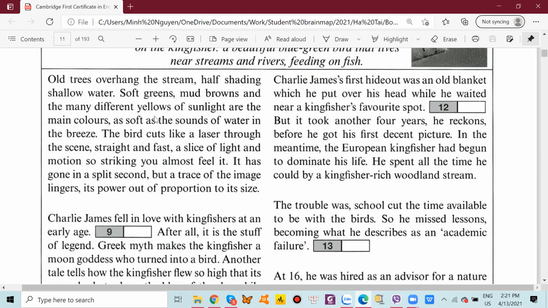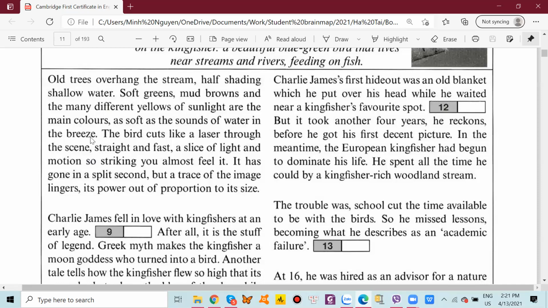And of course, the main and typical color of the sunlight is yellow. So that is it. Three colors are illustrated in the sentence, which are greens, browns, and yellows. So here, these are the main colors, as soft as the sound of water in the breeze.